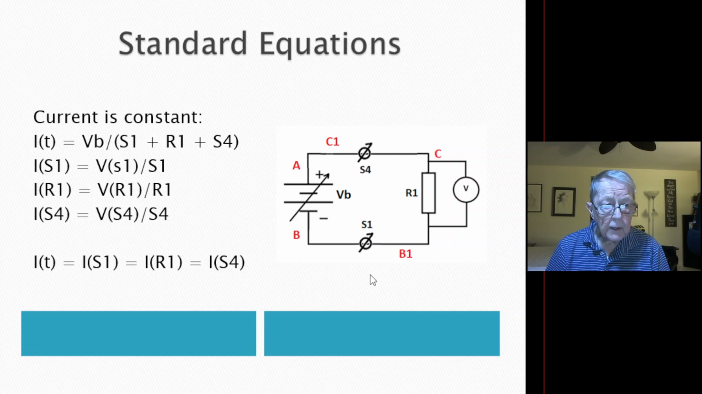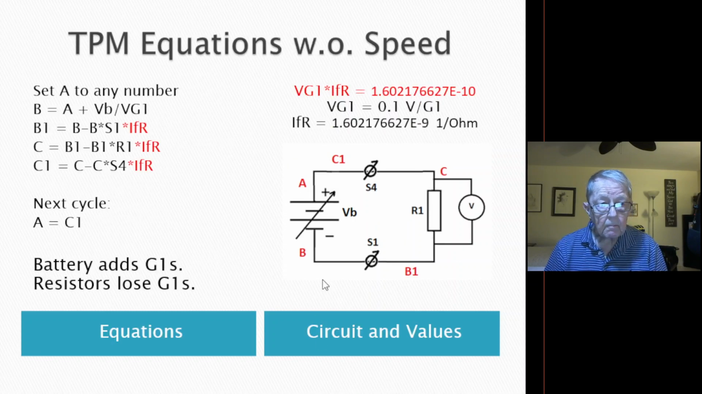Well, you can also get the current around this by measuring the voltage of the S1 and dividing it by the resistance of the S1, and you get this current. And same thing for R1, same thing for S4. And the fact is, however, what they show you is that they are all equal. It's all the same going around that circuit.